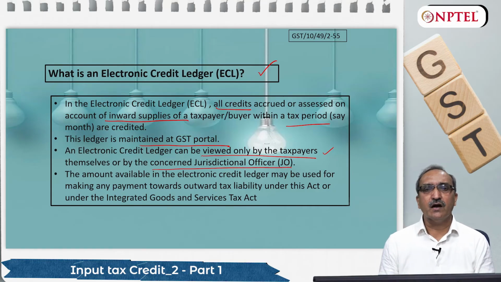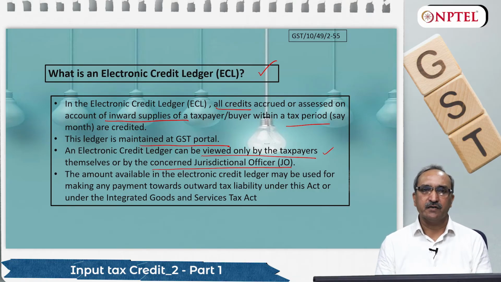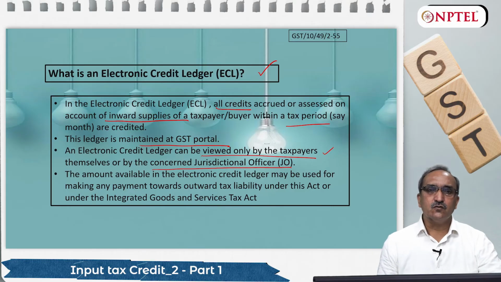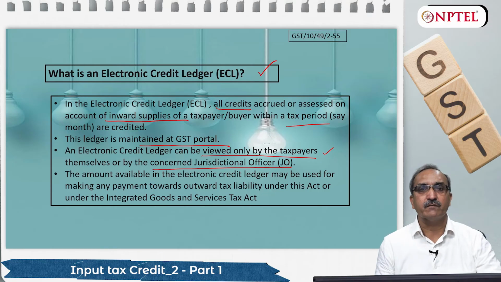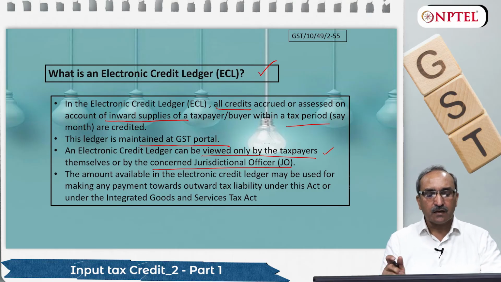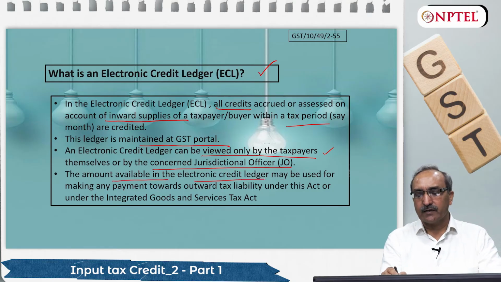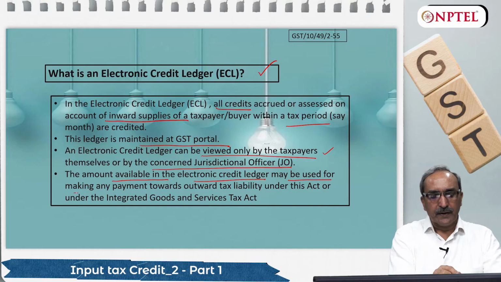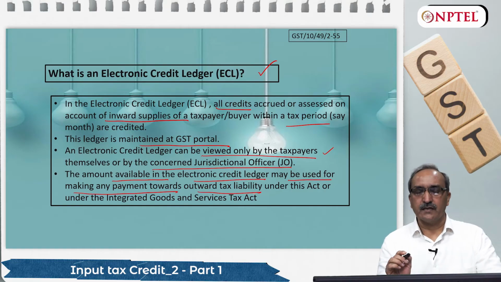Wherever you have business, there is always a GST department over there, maybe state government or central government, and the officer who is dealing with your cases, or under whose jurisdiction you are working, also has access to your credit ledger. He can view how much credit is available to you and how much you have declared in your GST portal. Then the amount available in this electronic credit ledger may be used for making payment towards outward tax liability.